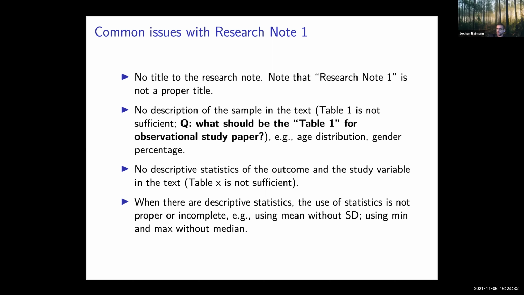It should really be: table 1, what does it show? We should have a description of what this table actually shows. We should have descriptive statistics of the outcomes and the study variable. So it should be shown what the descriptives look like.